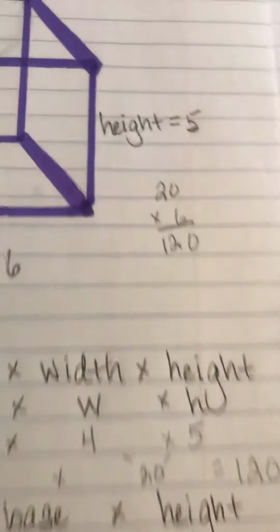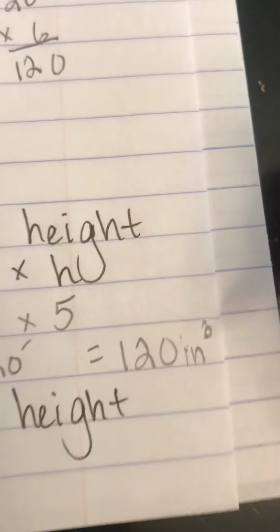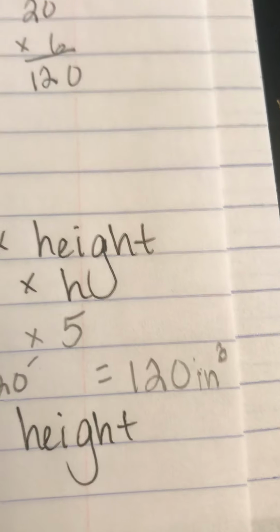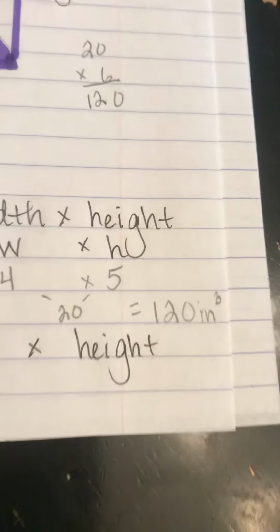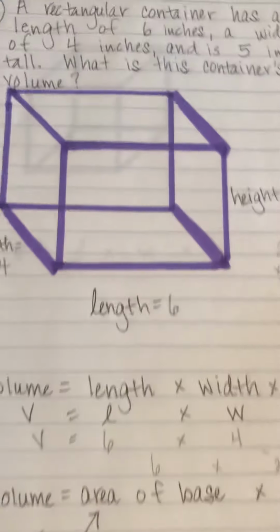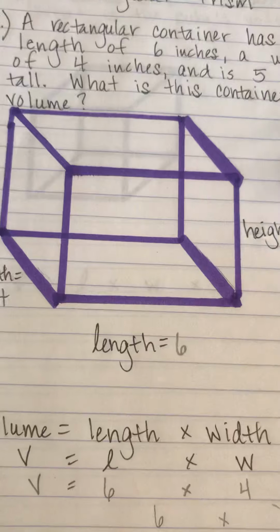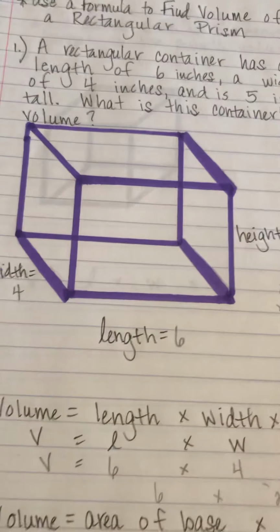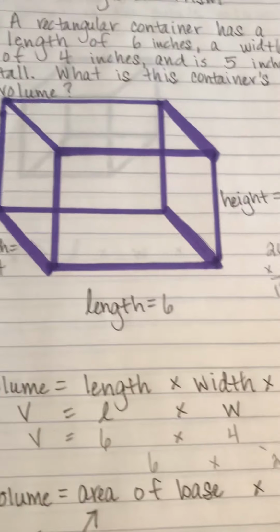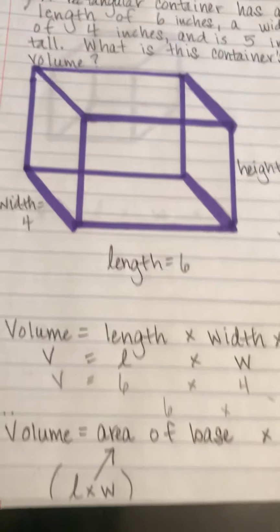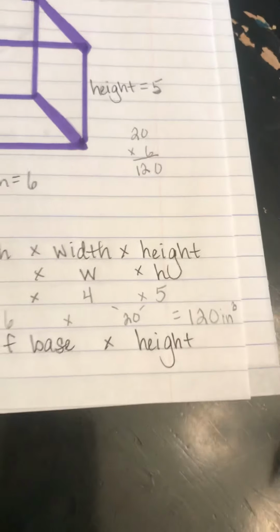What is this? Inches cubed. Sorry, I'm having trouble with my inches. You can do the little 3 for these. Inches cubed. It's 3-dimensional, so it's a little cube. And remember, volume is how many of the little cubes it will hold. The little cubes are like dice. So how many of the little cubes could fit in that container? The answer is 120 of them.